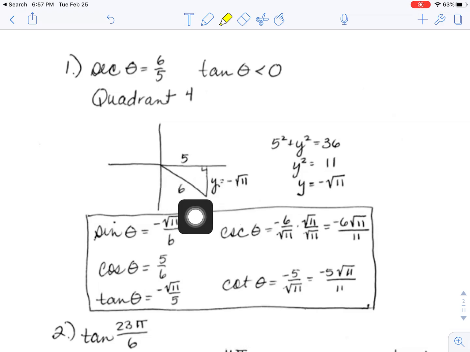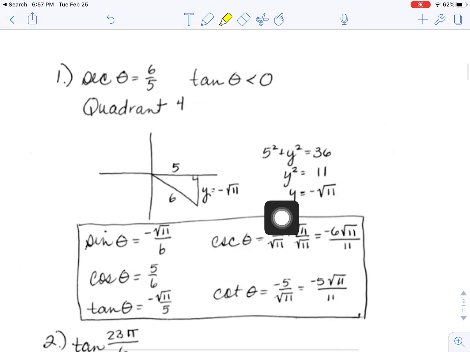I drew in my angle. I know secant is the reciprocal of cosine, so it is the hypotenuse over the adjacent side. So I made 6 my hypotenuse and 5 my adjacent side, and used the Pythagorean theorem to solve for y. Y is negative since it is in the fourth quadrant.